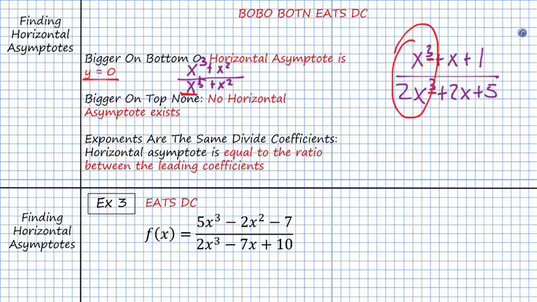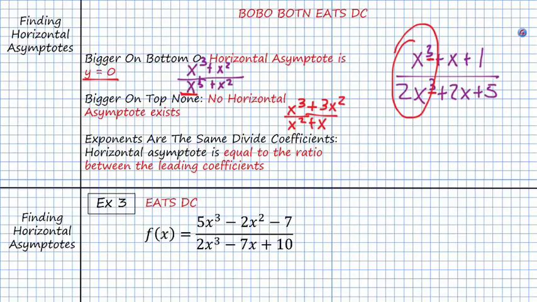So then we have our second condition, bigger on top, none. So if you have a condition like this where you have x to the third over x squared, plus, let's say, plus x and then plus 3x squared, right?